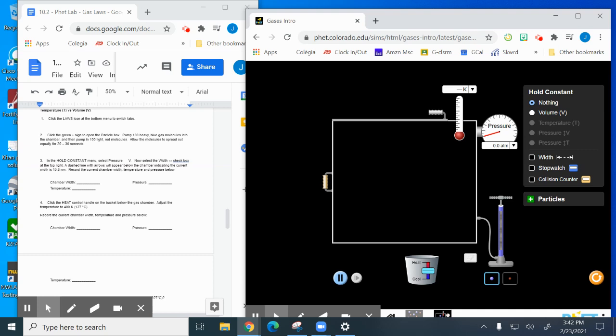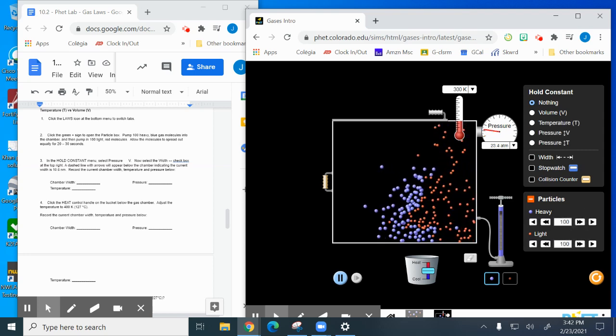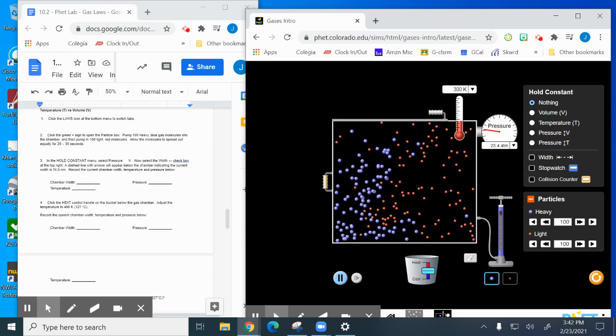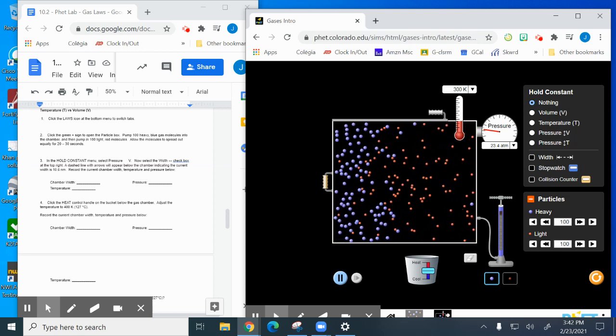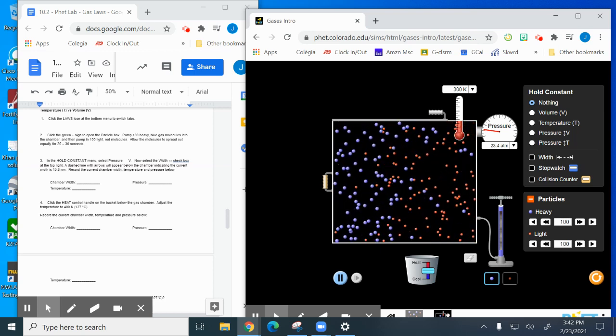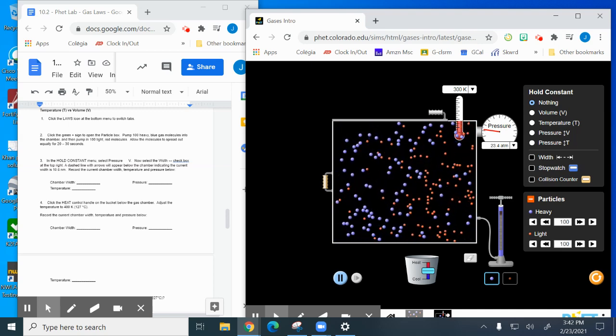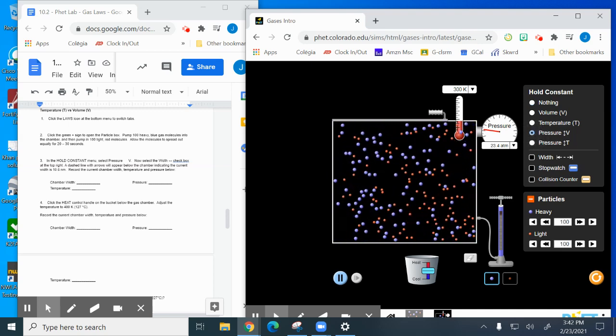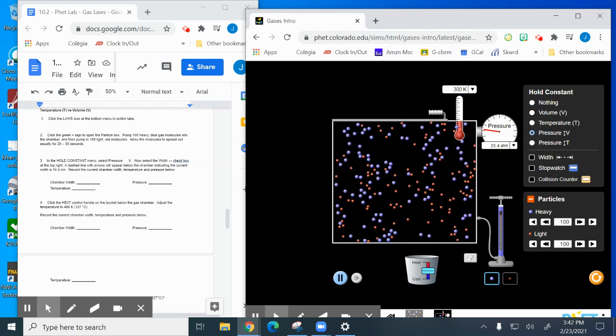Click the green, open the particle box, pump in a hundred of the molecules of each, and allow them to spread out. And we'll read while we let them spread out. In the hold constant menu, select the pressure. Okay, so now we're going to hold the pressure constant. And we're just kind of exploring these things.